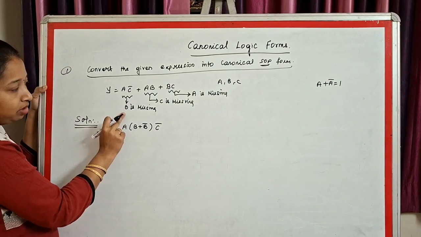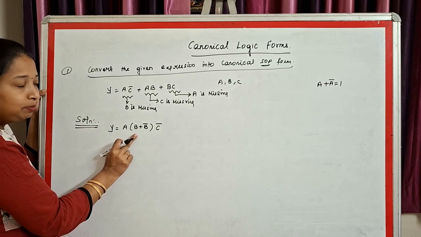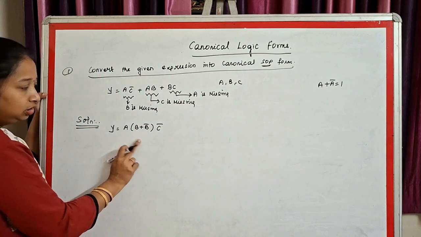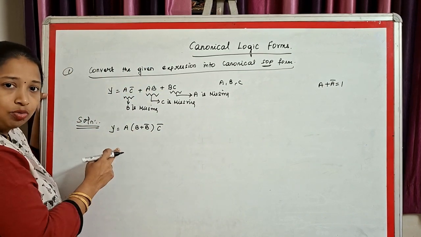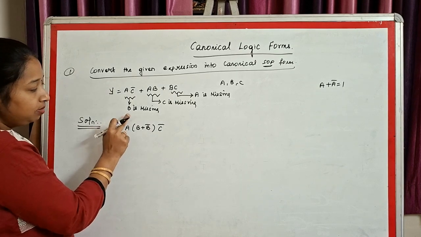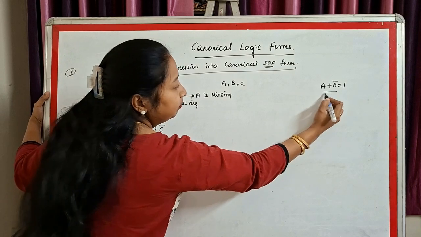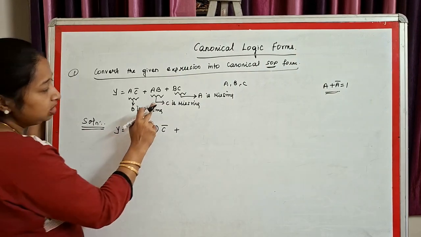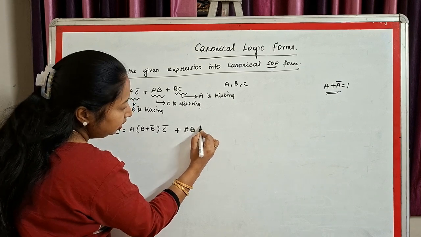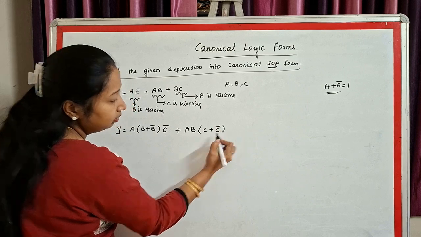In the first term, which variable is missing? B. So, in the place of B, I have written B plus B bar. You know, B plus B bar is equal to 1. So A into 1 is going to be A only. That is not going to make any difference here. Whichever variable is missing, you have to represent it in this format. For the second minterm, which variable is missing? C. So how will you write it? AB into, how do you write C? It is C plus C bar.